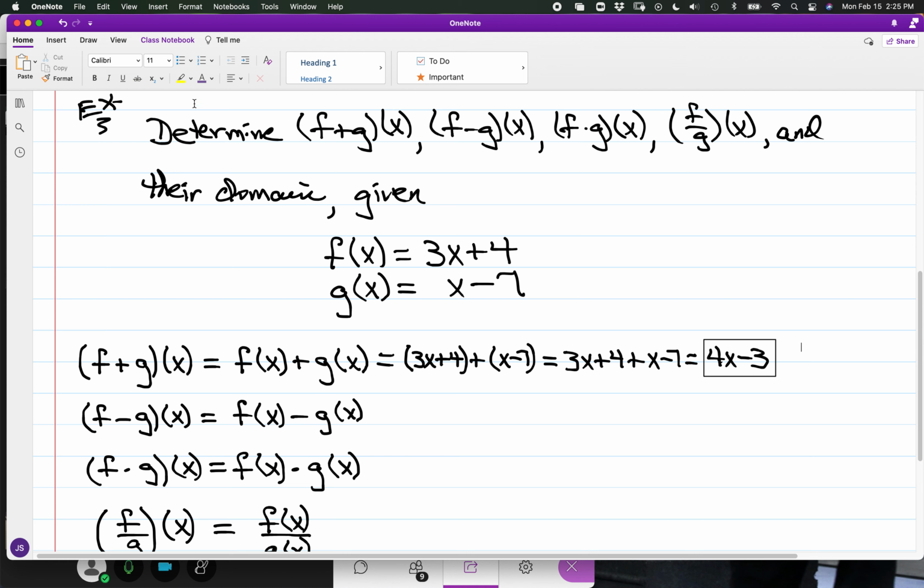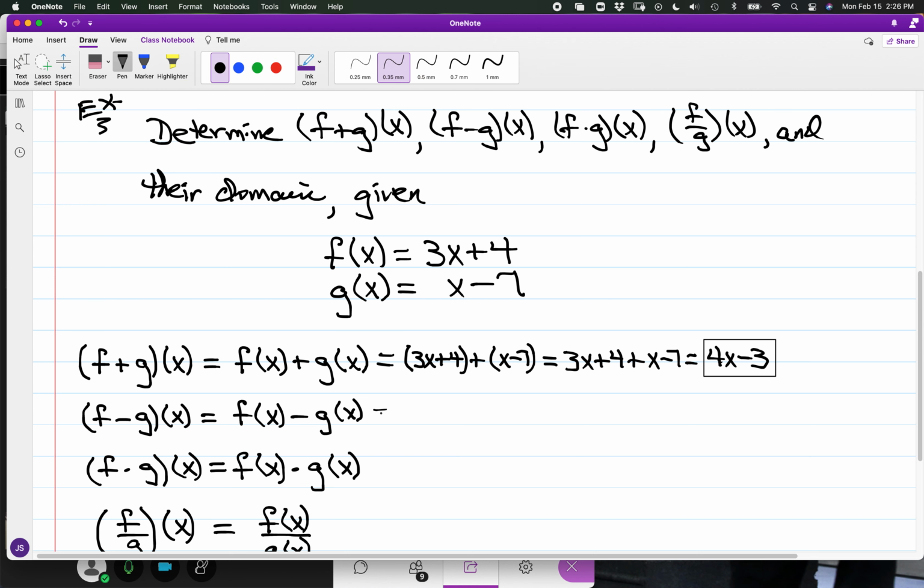Now, for the difference of functions, f of x minus g of x, from f of x, I have 3x plus 4, and I'm subtracting g of x, which again is x minus 7.